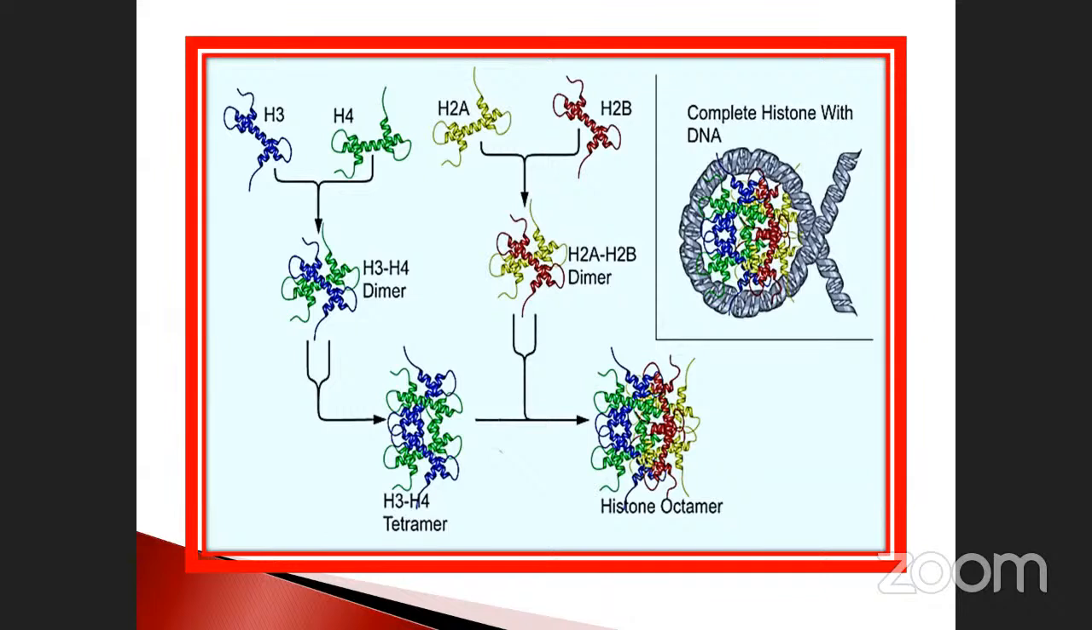Likewise, these two molecules, H2A and H2B, also unite together as a dimer. When another dimer is added, you will get a tetramer. Here also, tetramers join together to form an octamer. 4 plus 4, you will get 8. So in nature the histone protein molecule is present as an octamer with DNA. I think there is no doubt in this portion, isn't it?